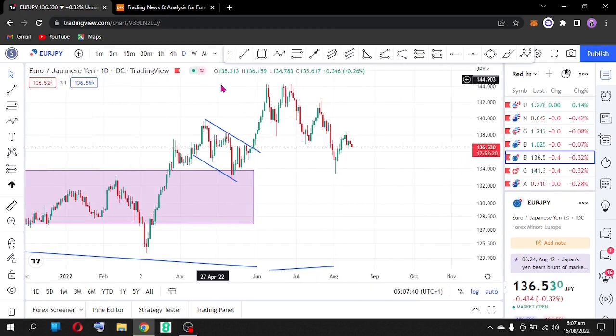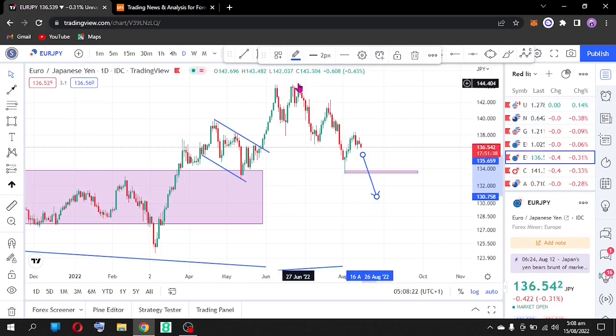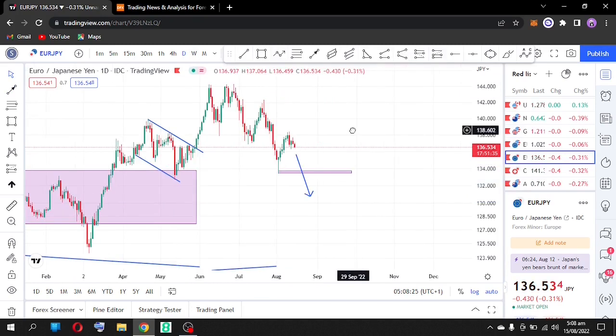So I think EURJPY will push back up, but let's wait and see. If EURJPY should push down and break this low, then we are going to have a downtrend, which is a continuation from this top. But if it doesn't, then it means it will push back up, and I'm going to go back to the 4-hour time frame.